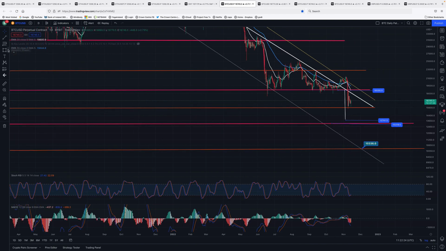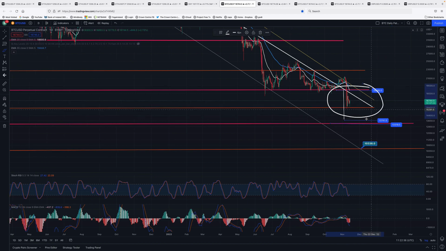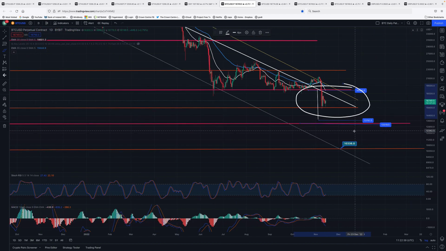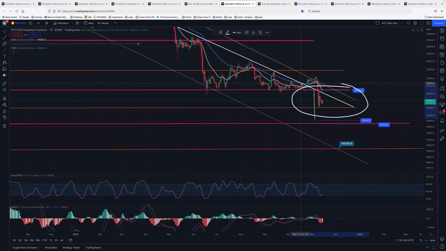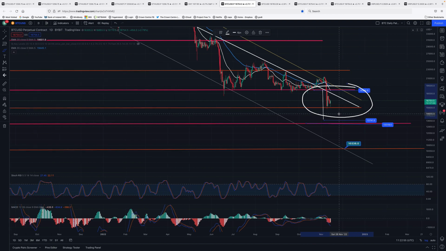Now Bitcoin seems to be moving in this space at the moment, and it is the space of the 15-minute arc, and this space is between this white divergence line and this support and resistance line.